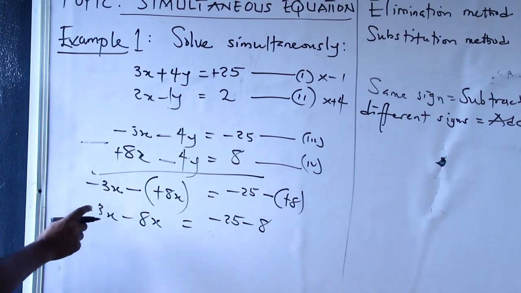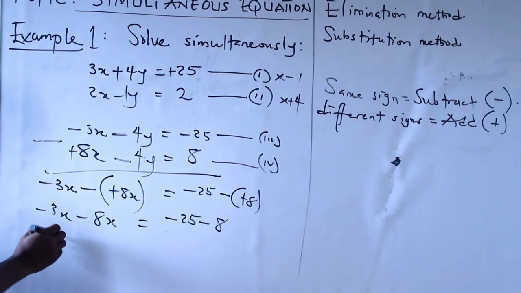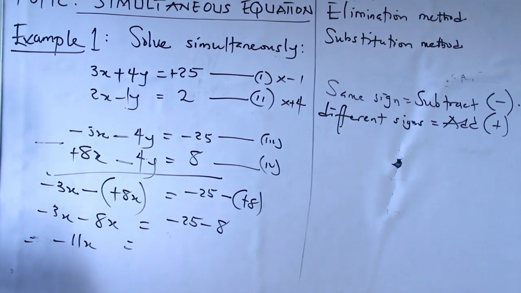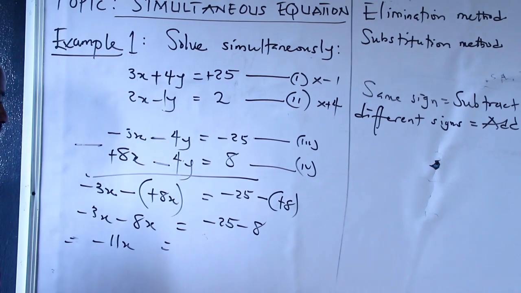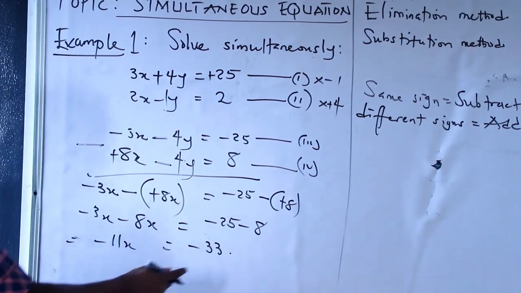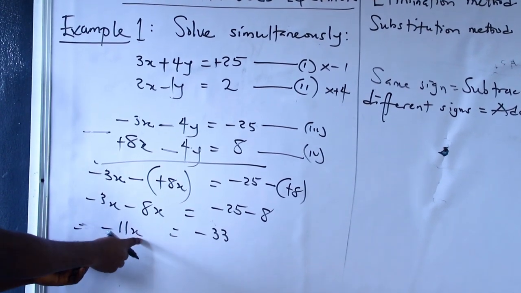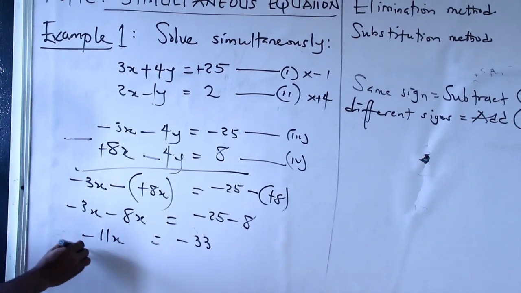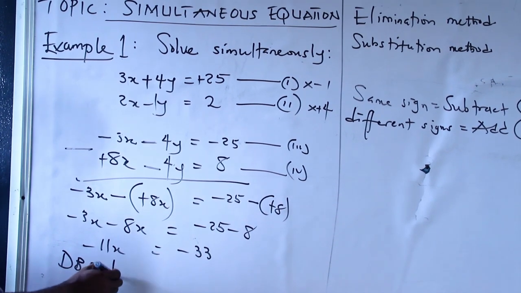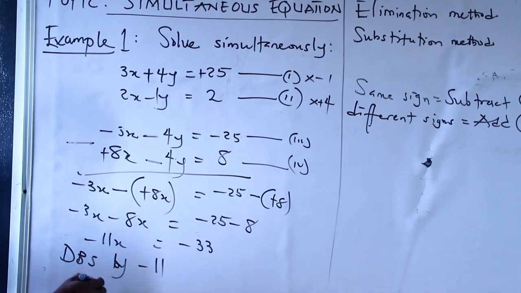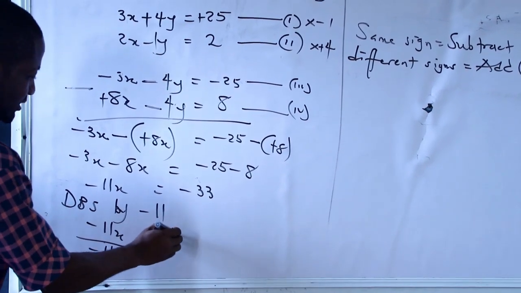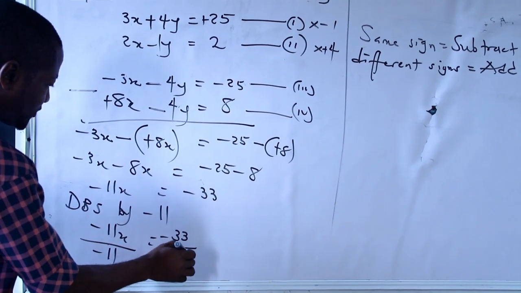That's minus 8. Now minus 3x minus 8x will give me minus 11x. Okay, now minus 25 minus 8, that will give me minus 33, right? So the quotient of x is minus 11, so I'll divide both sides. I use the acronym DBS, divide both sides, by minus 11. So minus 11x over minus 11 equals minus 33 over minus 11.